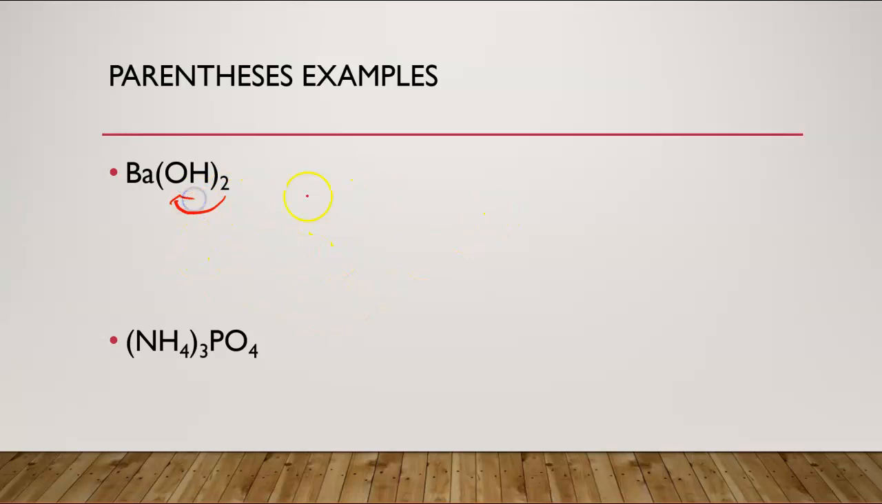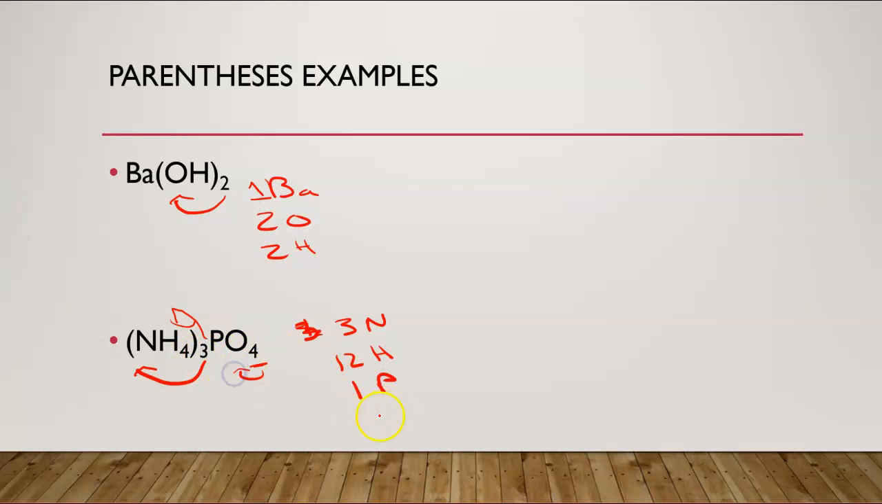So, for example, that's what I get. There's 1 Ba, because there's no subscript on the Ba. That means we have 2 oxygen, and we have 2 hydrogen. Here a little more complicated. We have our (NH4)3PO4, it's ammonium phosphate. So 3 times 1 means we have 3 nitrogen, and then 3 times 4 means we have 12 hydrogen. But then we have to keep counting because now we have the PO4, so that means we also have 1 P, and because of that subscript we have 4 O's. Okay, so that's how you use parentheses.